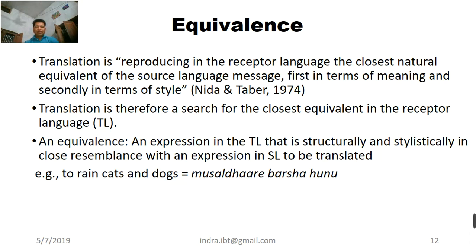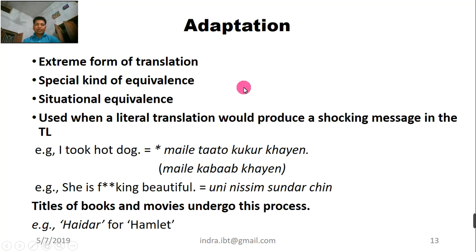For example, in English there's one phrase, to rain cats and dogs. If we translate this phrase into Nepali language literally, it will become humorous. But we can translate it into Nepali language as Musaldhari Barsa Hunu. So equivalence. Adaptation. Adaptation is an extreme form of translation. This means that when other types of oblique translation do not work, then we resort to adaptation. It's a special kind of equivalence too, and it's a kind of situational equivalence.